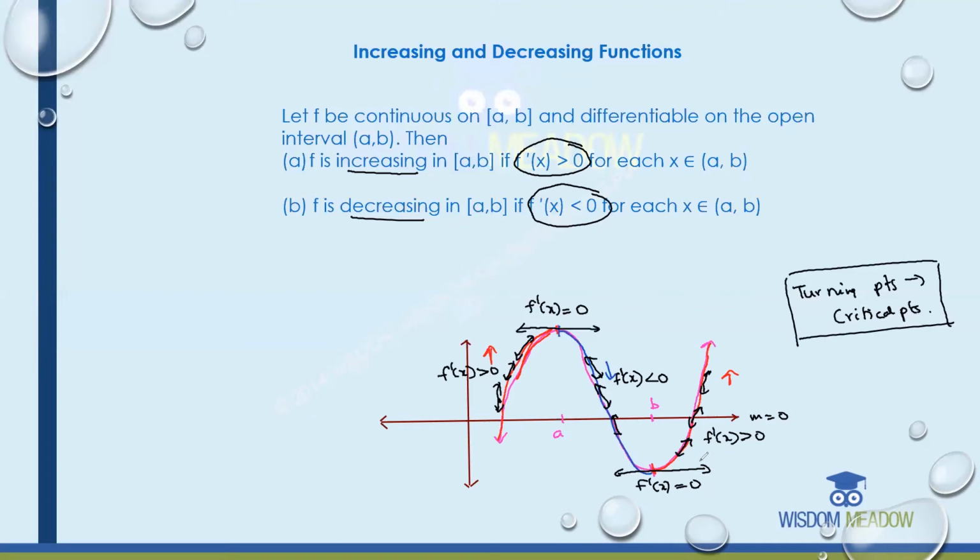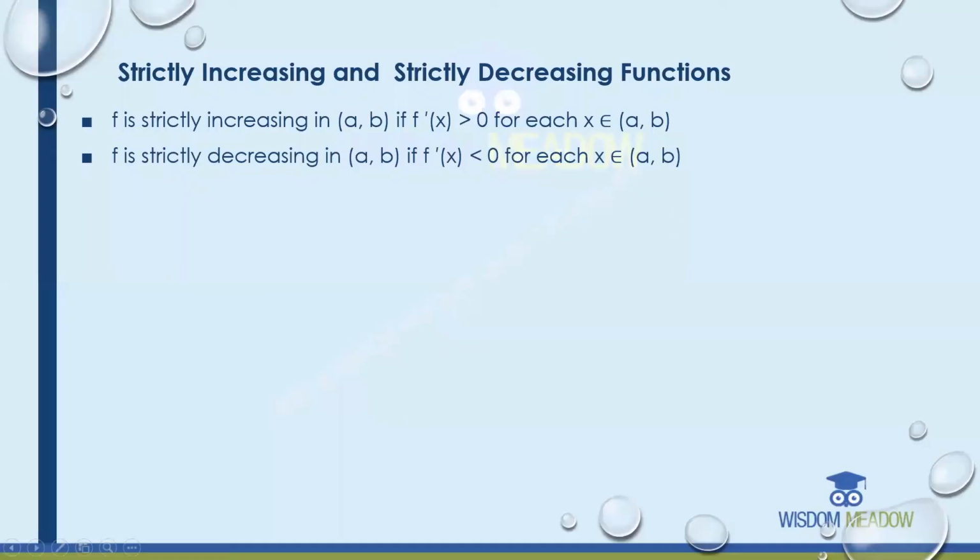The second thing to understand is that if it's increasing, the derivative is greater than 0. If it's decreasing, the derivative is less than 0. Just understand these two concepts from the slide, and how to do it, I will show in the next slide. The next concept is strictly increasing and strictly decreasing.